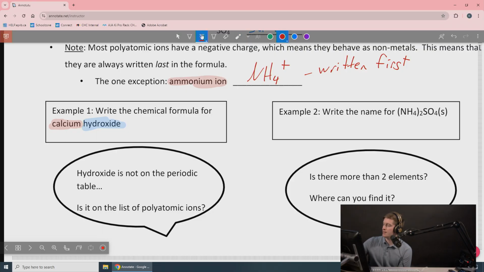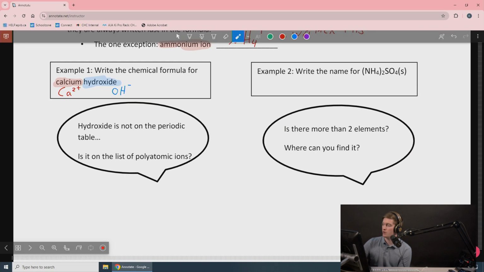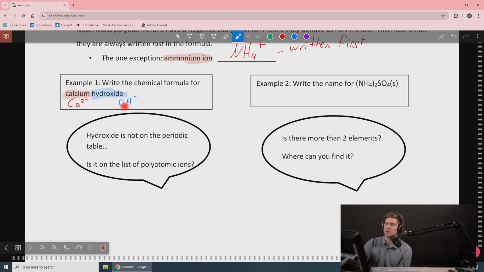So if I'm putting together my chemical formula, I'm going to make sure that I know what my ions are. Calcium is Ca2+, and hydroxide is OH minus. Hydroxide, this O and H together, carry a single negative charge, which means to balance out our two positive charges, we are going to need two hydroxides.